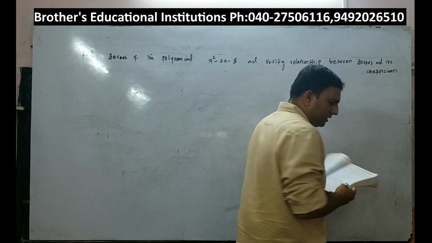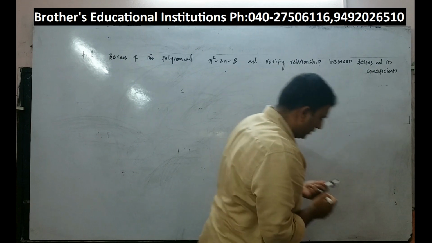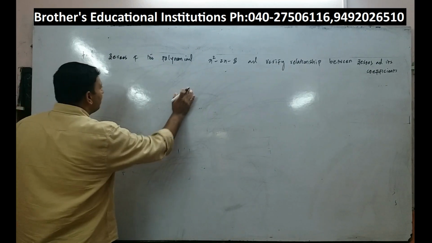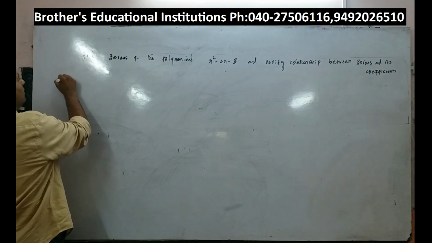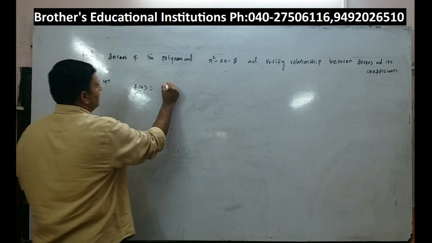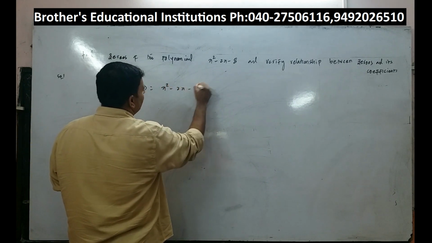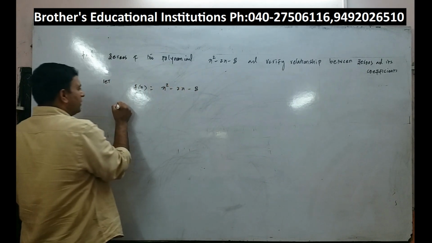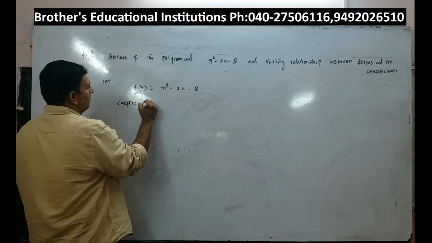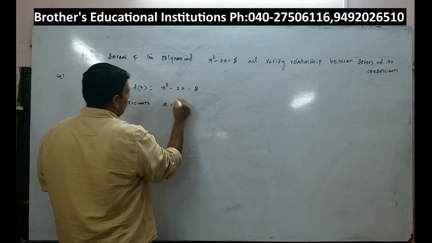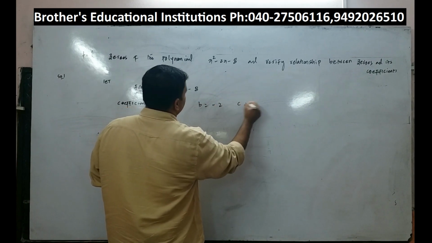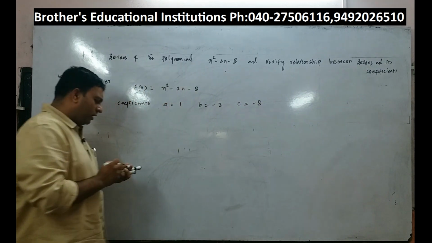All right, so let us take a problem based on this now. What is given to you is a quadratic polynomial. First I will say let f of x is equal to x square minus 2x minus 8. Immediately, first I will write the coefficients. Coefficients are what? a is equal to 1 by default, b is equal to minus 2, and c is equal to what? Minus 8.